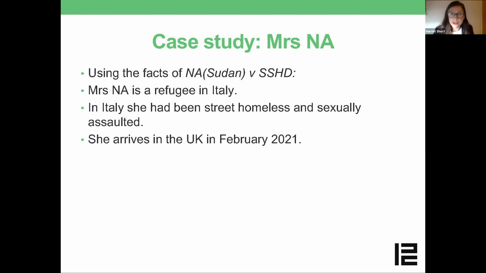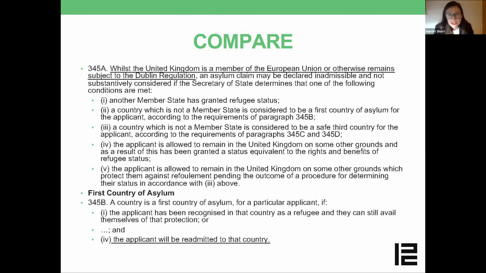What happens if she arrives in the United Kingdom in February 2021? Well, likely Italy would accept her return. So we'd look at, she's a refugee of that country. She might even have a 1951 convention travel document. Rule 345A(1), this is the Dublin one. And of course, this will no longer apply after the end of transition.